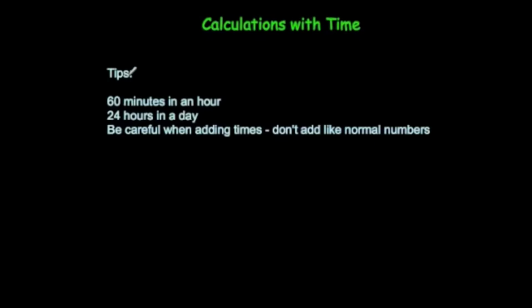In this video, we're going to look at calculations involving time. Let's look at some tips. Firstly, there's 60 minutes in an hour. So every time we get to 60, that's going to be another hour. There's 24 hours in a day. And just be careful whenever you're adding times. You don't add them like you add normal numbers. So don't use the column method and try and add times that way. It's easier to consider how many minutes it would take to get to the next hour and so on.